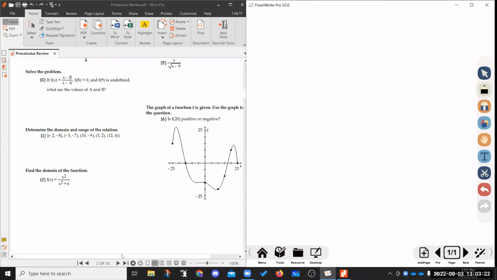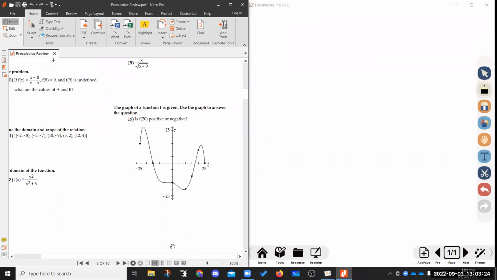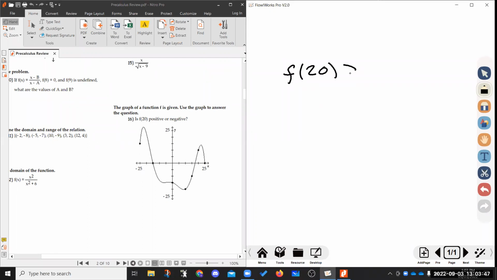We have a graph of a function given, and we're supposed to answer if f of 20 is positive or negative. F of 20 is in this interval, right? Let's look, 1, 2, 3, 4, 5. So each tick mark is 5. F of 20 is at the 4th tick mark. It's where that dot is. So f of 20 is going to be greater than 0. It's positive. It's above the x-axis.